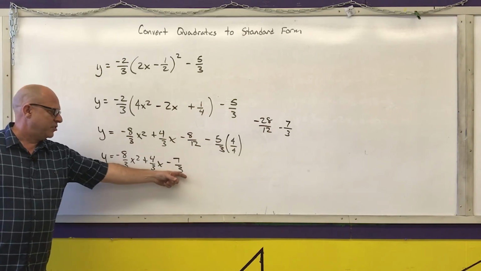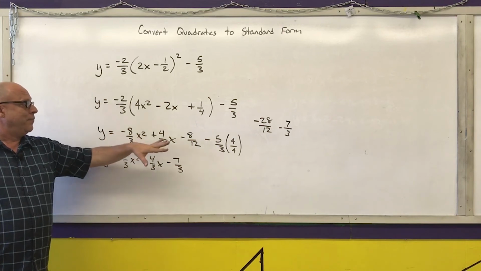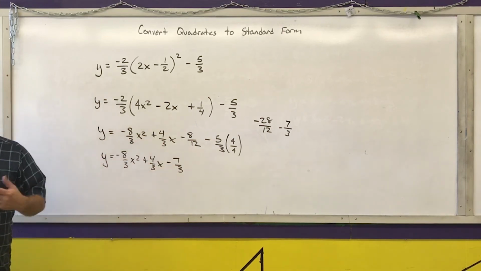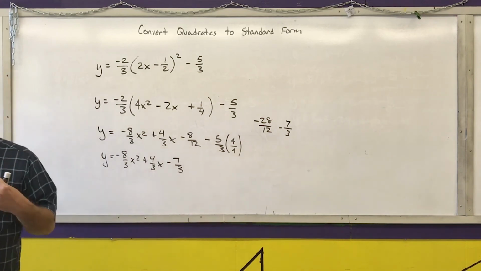My first step in factoring would be to pull a 1/3 out of everything. But right here is our standard form, and that's what you need to be able to do: convert either intercept form or vertex form back into standard form.